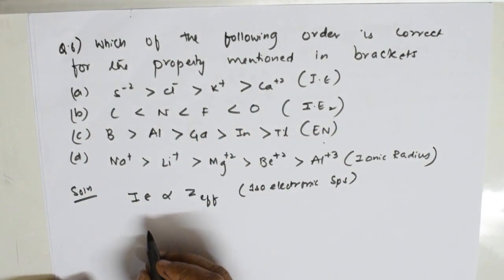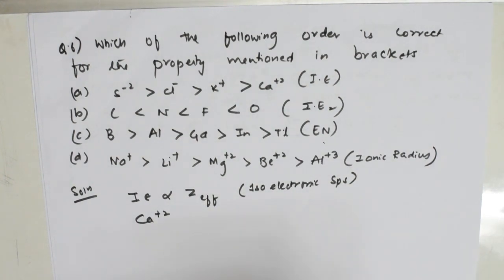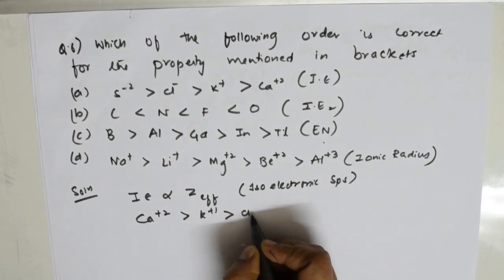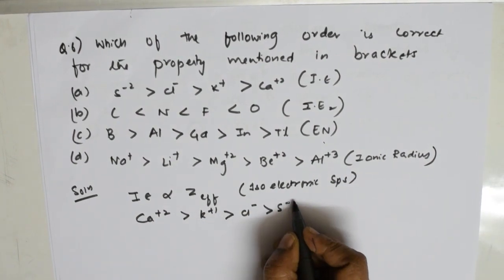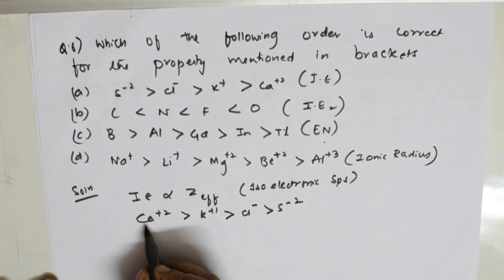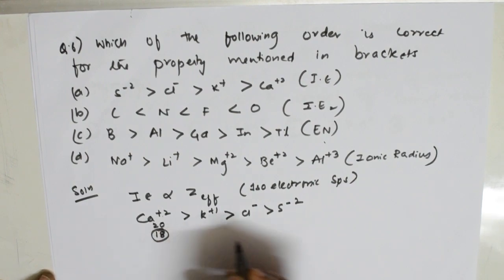Okay, now for isoelectronic species, I have to arrange the order according to this. Now see here, calcium plus 2, ionization energy, how does it depend? If the size is smaller and smaller, Z effective will be more. Correct? No? Right? Now, calcium plus 2. Let me write the order and explain to you. And then potassium plus 1. Then chlorine minus. Then S minus 2. How can I justify? Now, see here. Calcium, how many? It is atomic number 20. So, how many electrons has it lost? It has lost 2. So, 18.